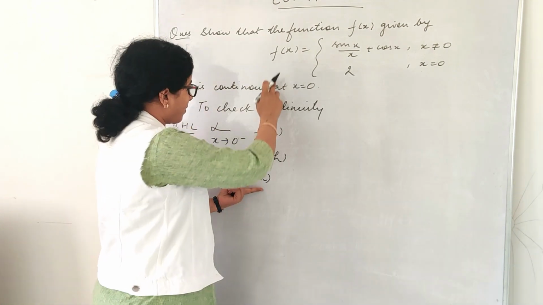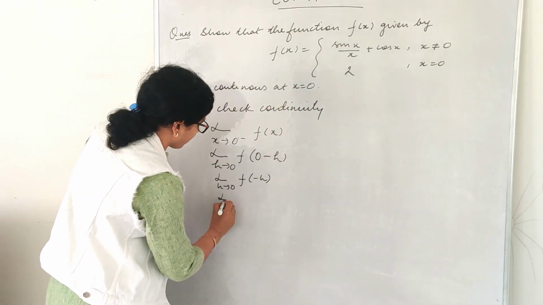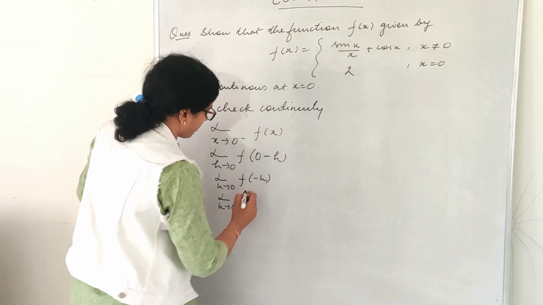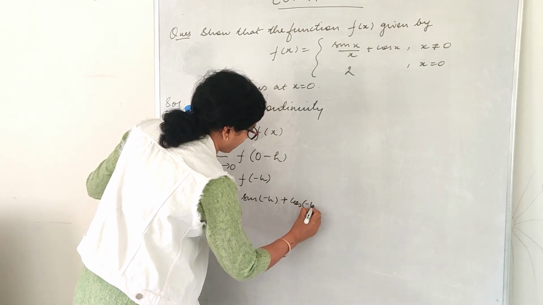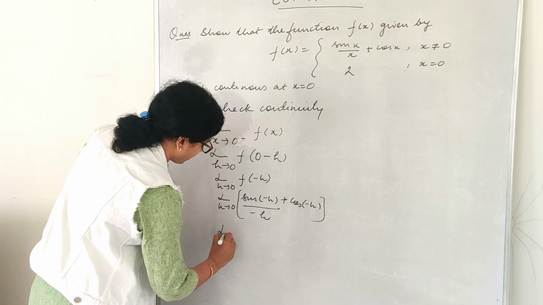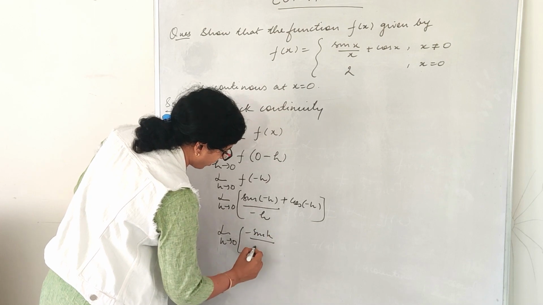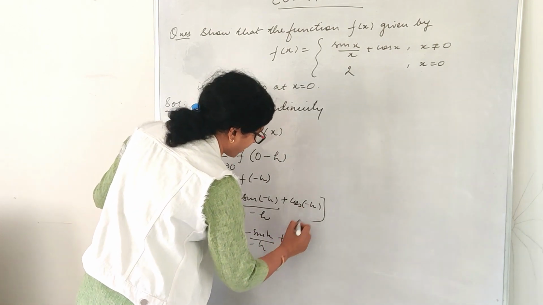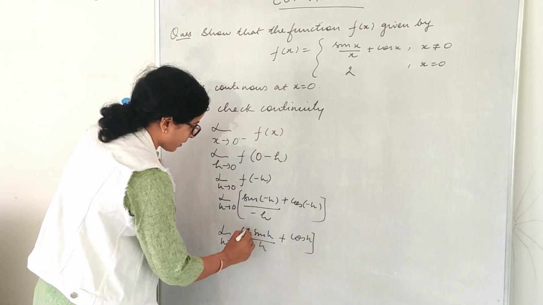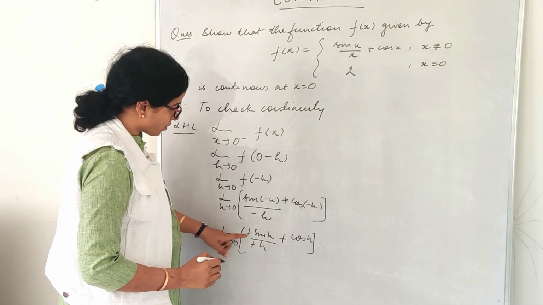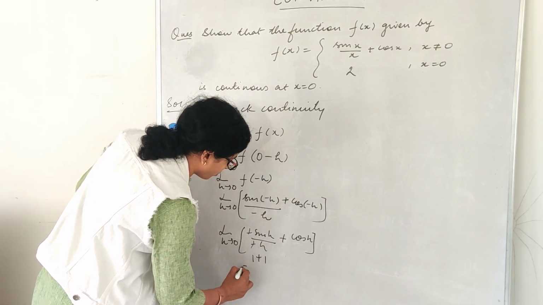Now whenever x is not equal to 0, f(x) is this function. So limit h tends to 0, substitute the value here: sin(minus h) by minus h plus cos(minus h). Sin of minus theta is minus sin theta, upon minus h, plus cos of minus theta is cos theta. This is the standard limit: limit h tends to 0, sin h upon h will become 1 and cos 0 is 1. So it will become 1 plus 1 equals 2.